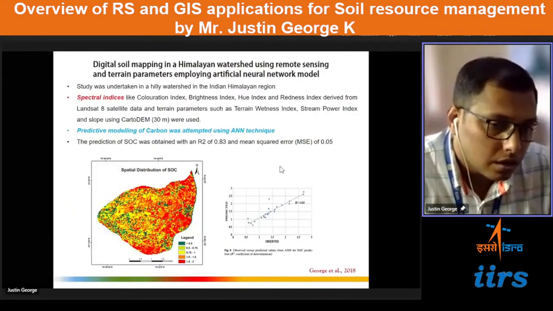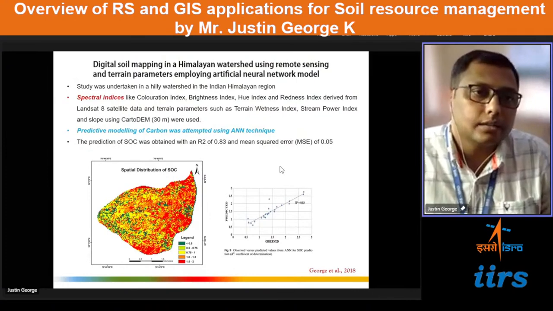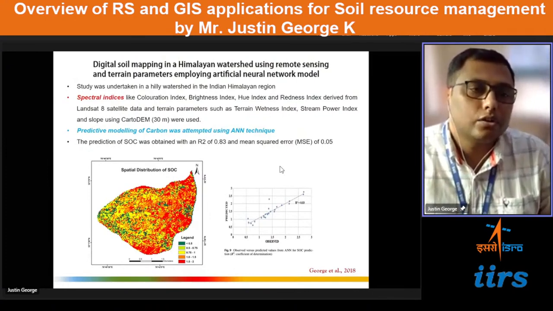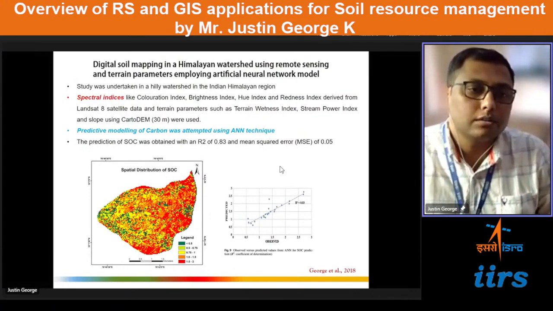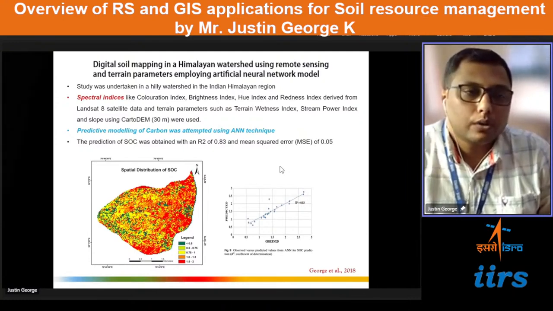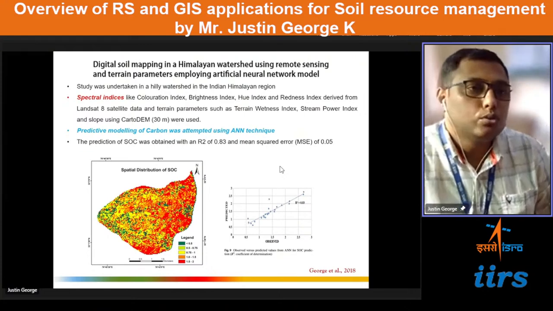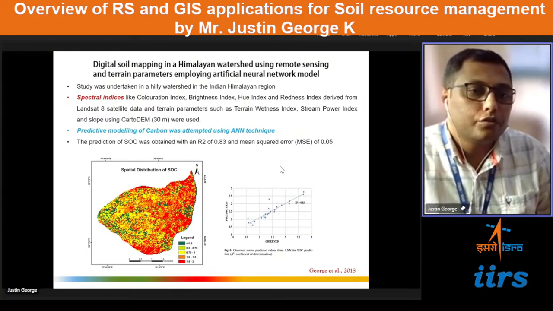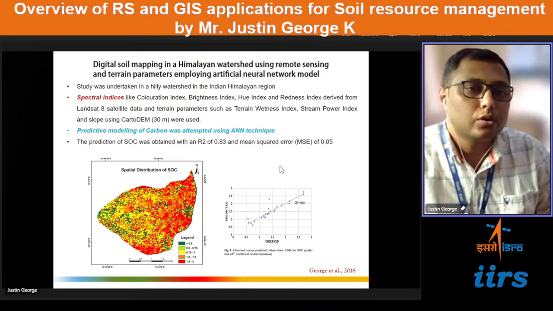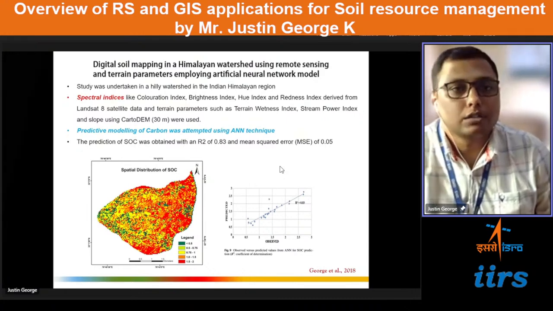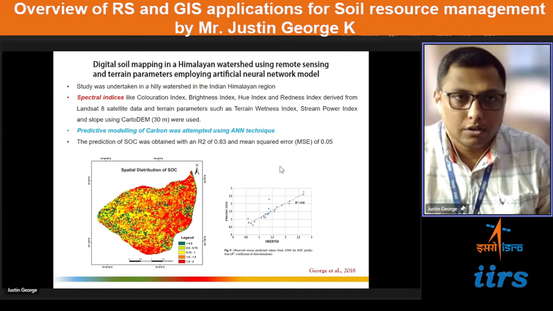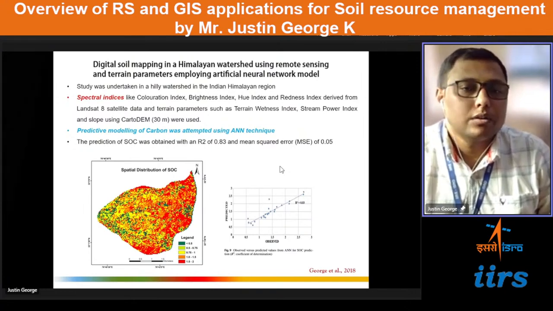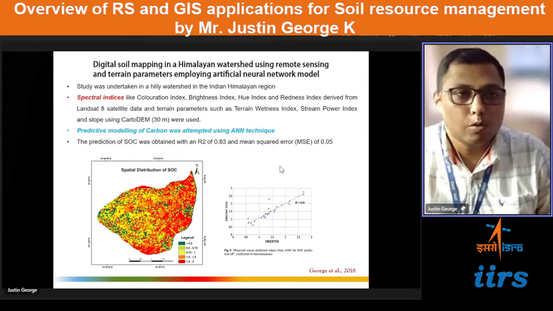Apart from this, recently another concept has gained the attention of various people working in soil survey as well as soil mapping. That is digital soil mapping. So we undertook a case study, an attempt to see the possibility of using remote sensing as well as geospatial technology mainly for digital soil mapping conducted in a Himalayan watershed using an artificial neural network model. It's a machine learning or artificial intelligence model.